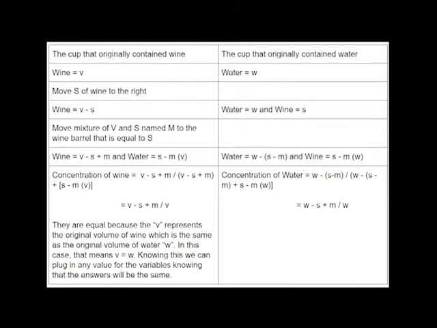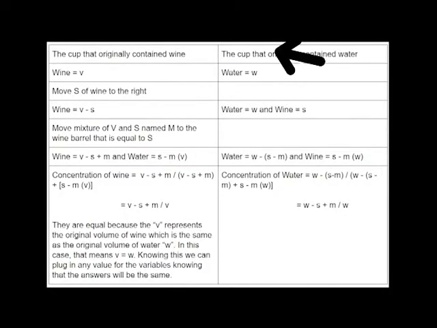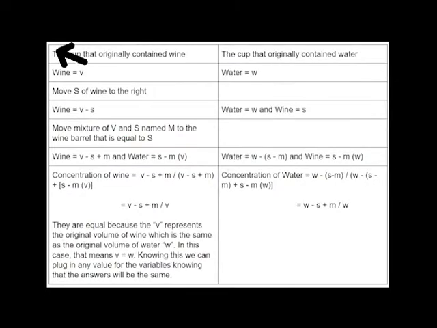Now in front of me, I have the calculations used to solve the problem. So one of the ways this can be solved is algebraically. A method my group has decided to use is variables, especially to represent the different quantities of liquids in this problem. So we have a cup that originally contained water, represented by W, and then a cup that originally contained wine, which is represented by V.